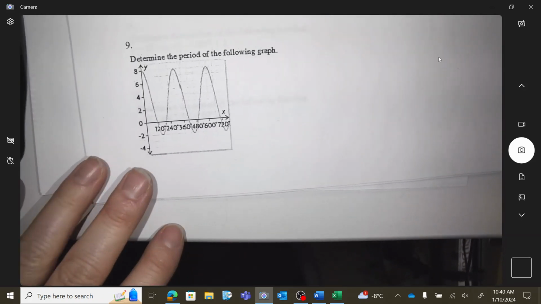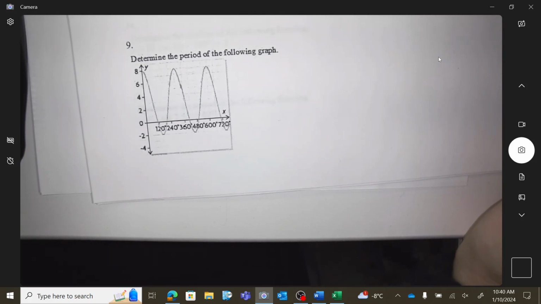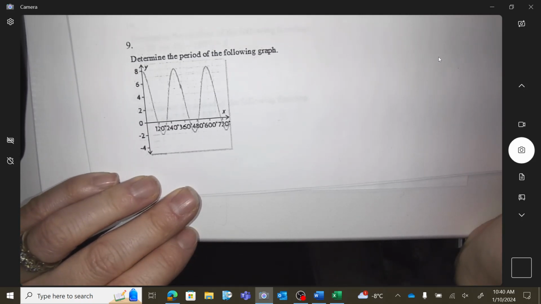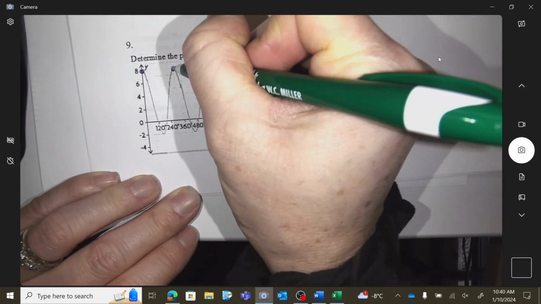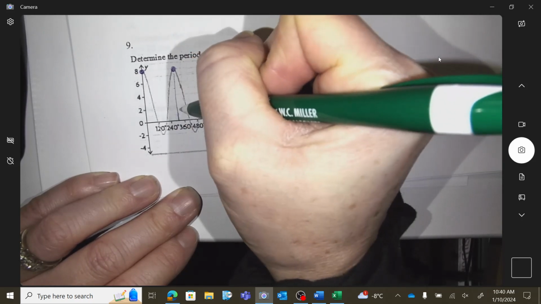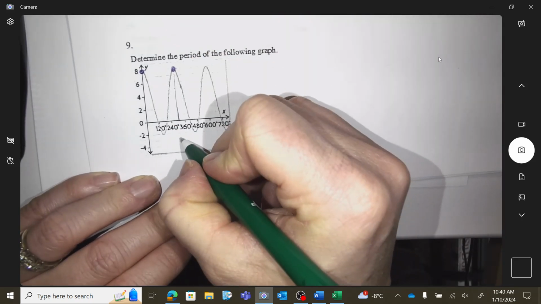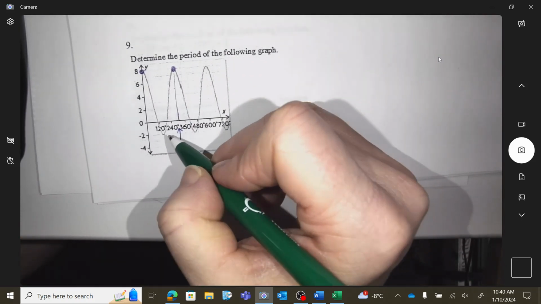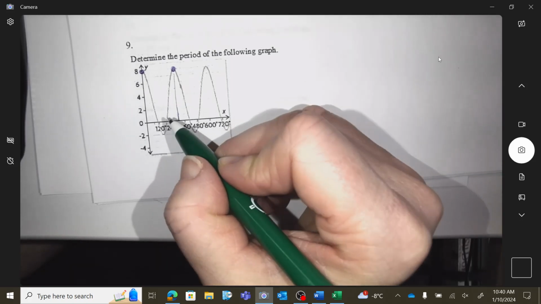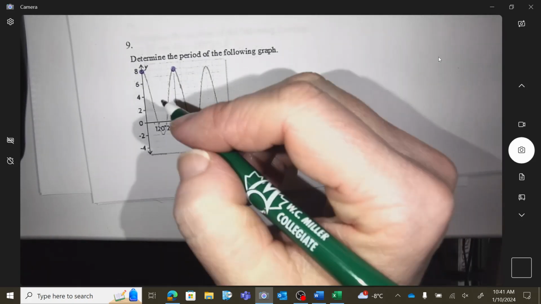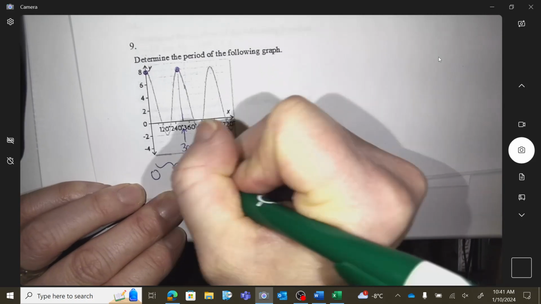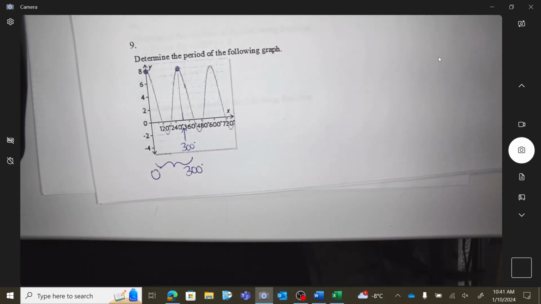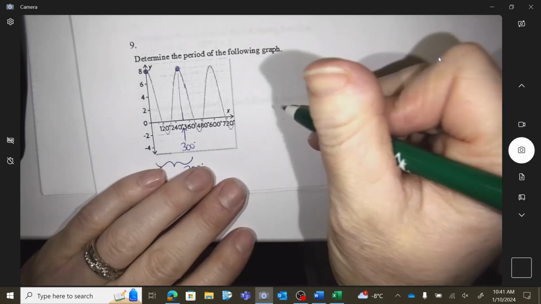Determine the period of the following function. So what do you want to do here? Do you want to do like a top to a top, bottom to a bottom? What makes more sense to you? Well, the top starts at 0, so that kind of makes sense. Okay, so if I do top to top, what number would be there? 300 degrees would be right there. So if you go from 0 degrees to 300 degrees, how much space is that? 300.